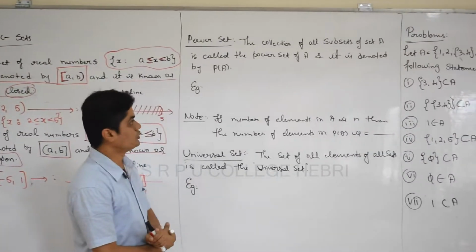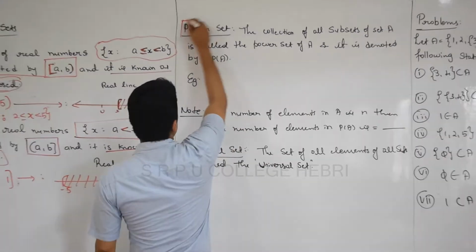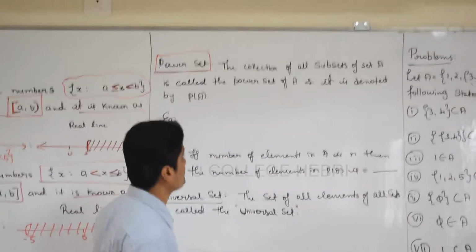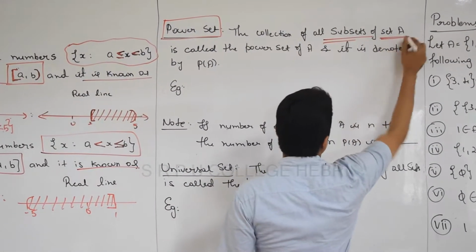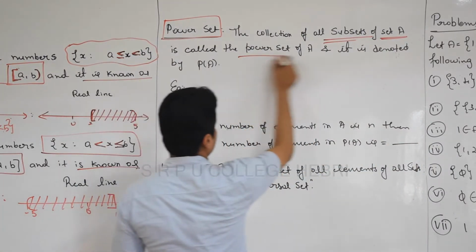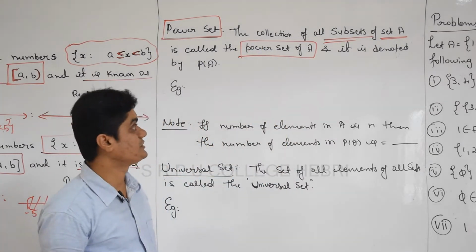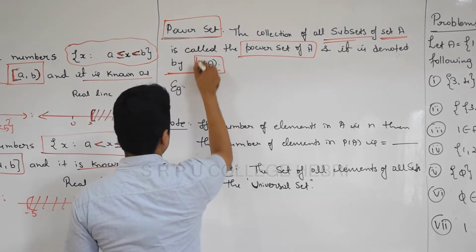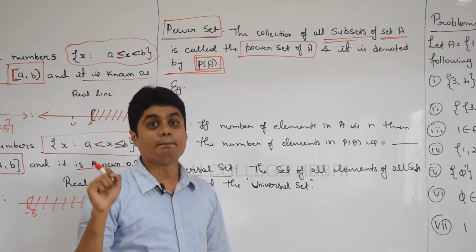Next, one more type of set we have, and it is known as the power set of the set. Observe carefully. The collection of all subsets of a set is known as the power set. The collection of all subsets of the set A is known as the power set of A, and it is denoted by P of A. P of A represents the power set of the set.